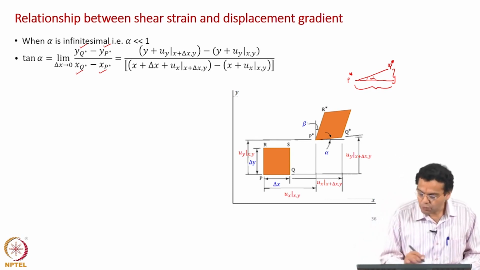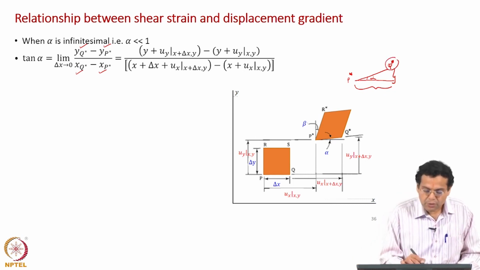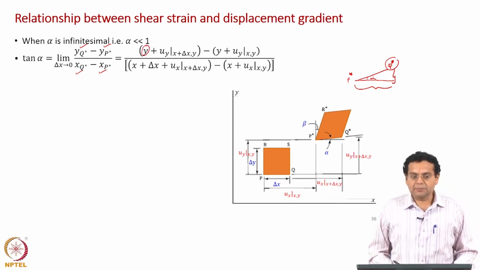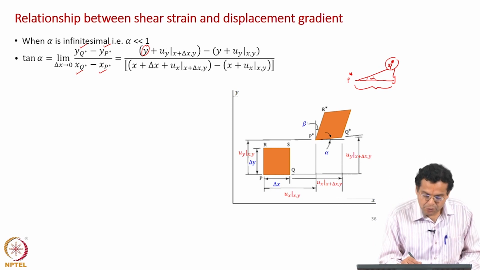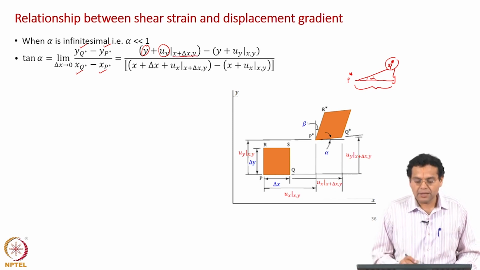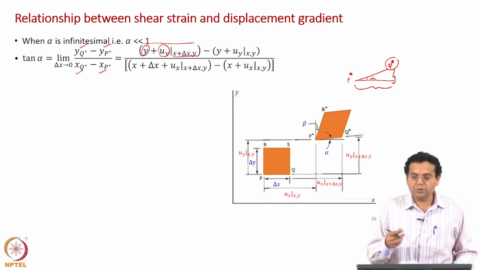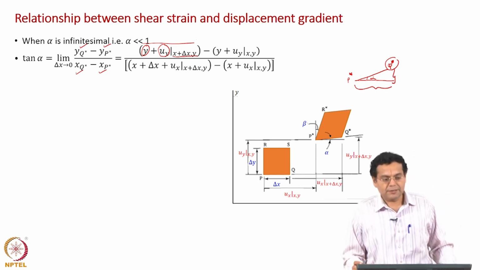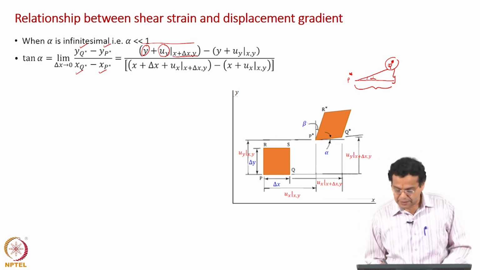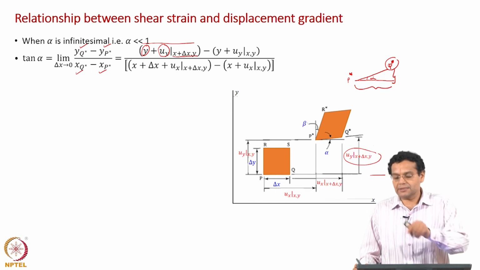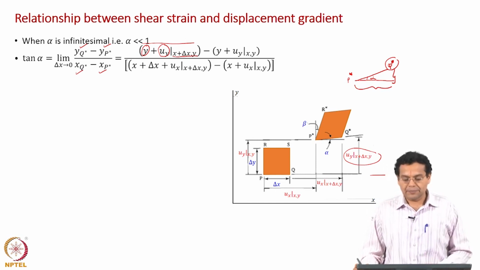Okay. So, y q star is the original position of q, which is y, and then the vertical displacement of q. How do you represent it? u y is the vertical displacement, but you are writing it for q, which is at x plus delta x comma y. So, this put together will give you the new y coordinate of q star. The original y coordinate is y. To that you are adding the vertical displacement, evaluated at x plus delta x comma y, to get the new y coordinate for q star.